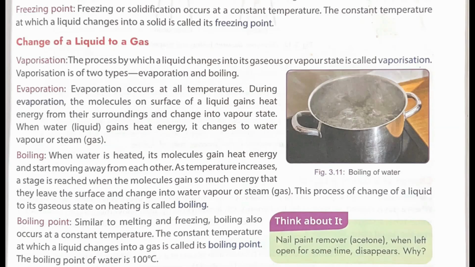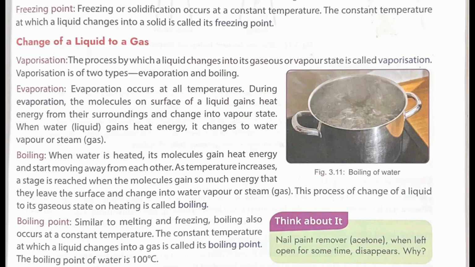Change of a liquid to a gas. Vaporization. The process by which a liquid changes into its gaseous or vapor state is called vaporization. Vaporization is of two types, evaporation and boiling. Evaporation. Evaporation occurs at all temperatures. During evaporation, the molecules on surface of a liquid gain heat energy from their surroundings and change into vapor state. When water, the liquid, gains heat energy, it changes into water vapor or steam, which is gas.